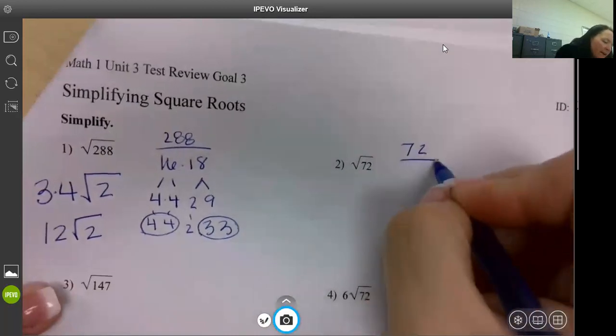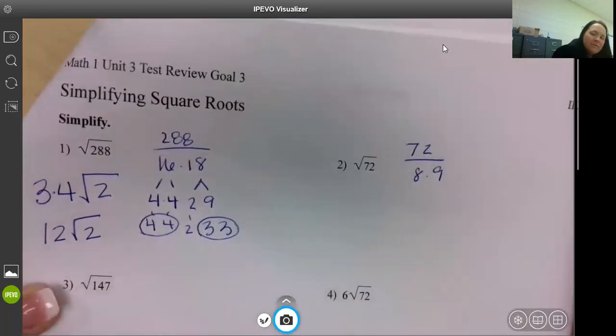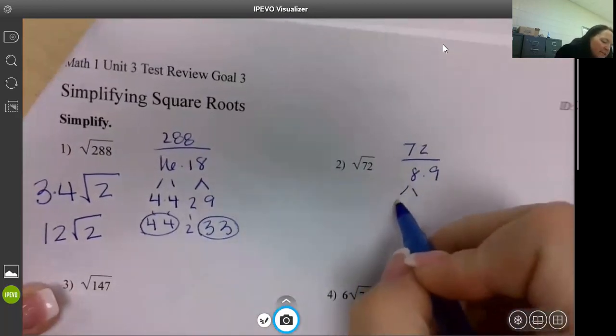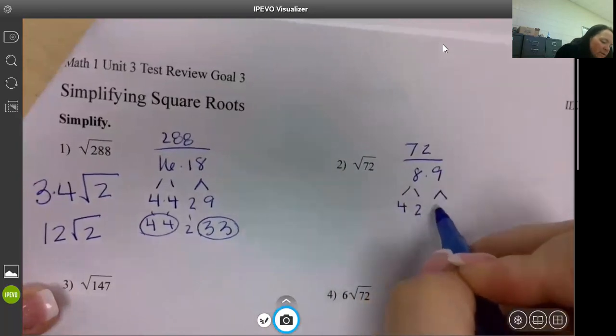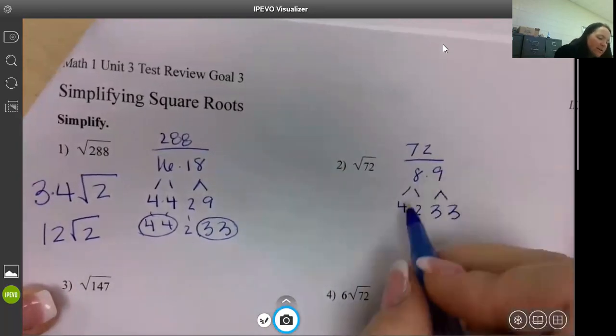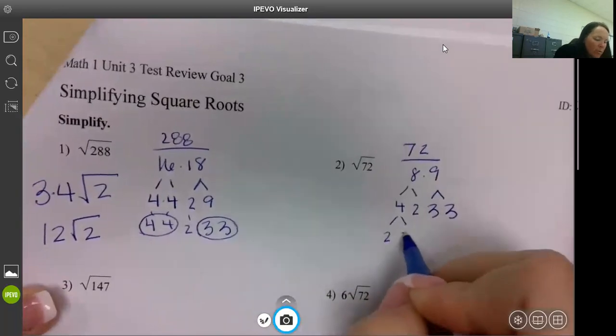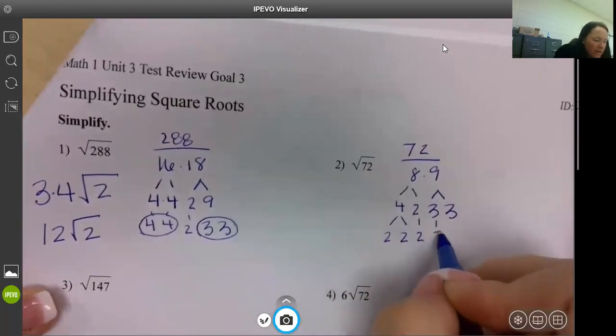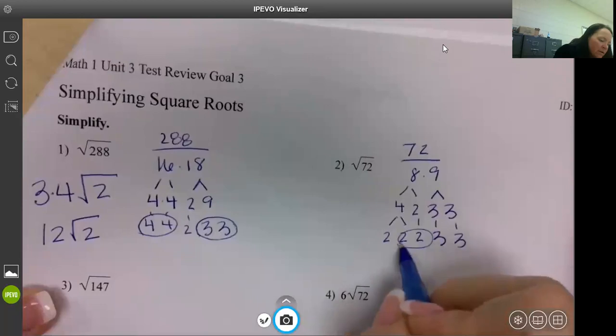72, if I break it down, it's 8 times 9. 8 is 4 times 2. 9 is 3 times 3. 4 will break into 2 and 2. Bring down the rest of those factors.